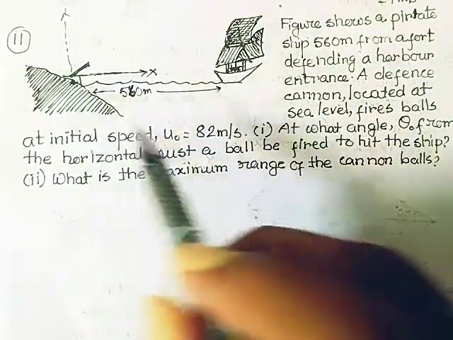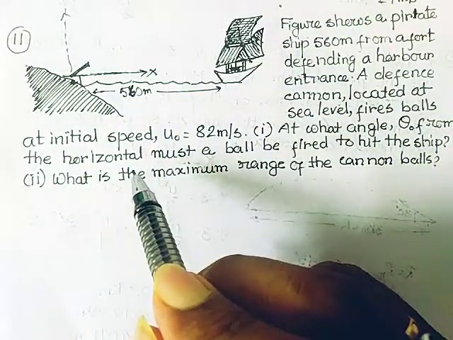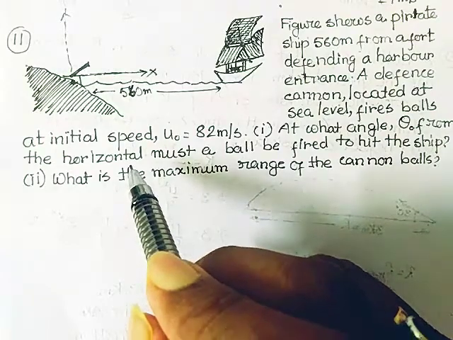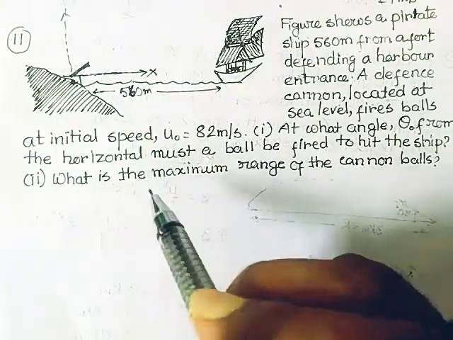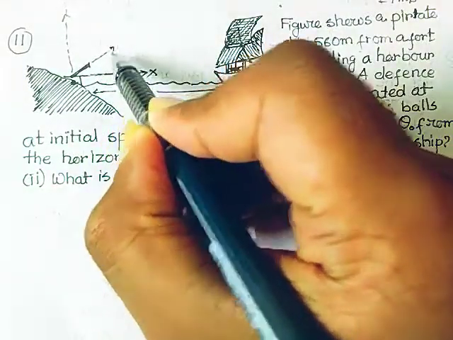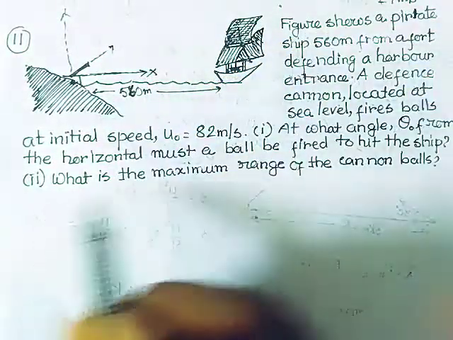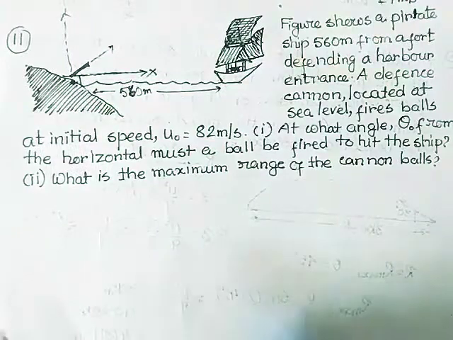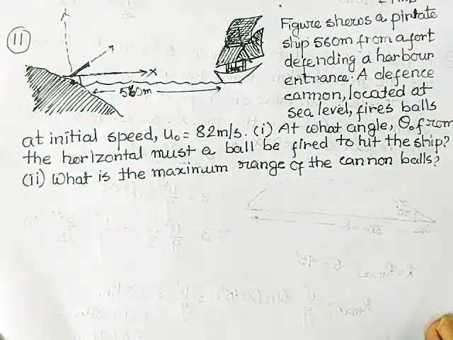It is desired to fire the fireballs. The fireball's initial speed is u0 equal to 82 meter per second. At what angle theta naught should it be fired to hit the ship?